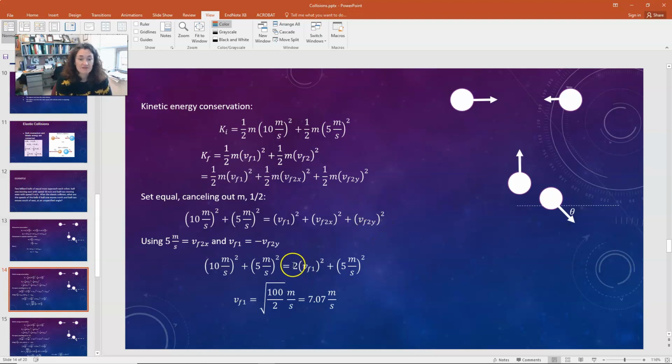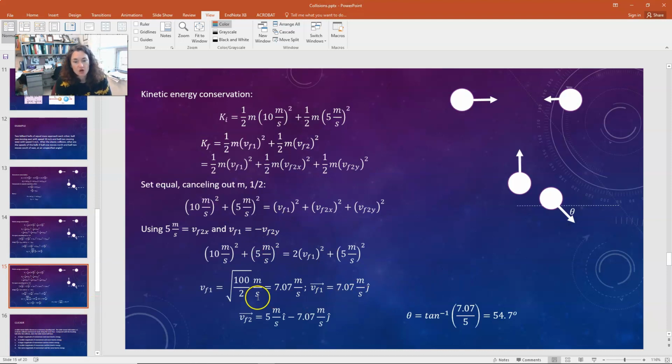And that means that I have 2 v final 1 squared on the right-hand side here. And then v final 2x, that's just 5 meters per second. So what I end up with is 10 squared plus 5 squared equals 2 times v final 1 squared plus 5 squared. Okay? The 5 squareds cancel out on both sides. Then I solve for v final 1, and I get 10 squared, which is 100, divided by 2, and then I take the square root of that, and that gives me 7.07 meters per second. So I've got the final speed of ball 1 solved for, all right?